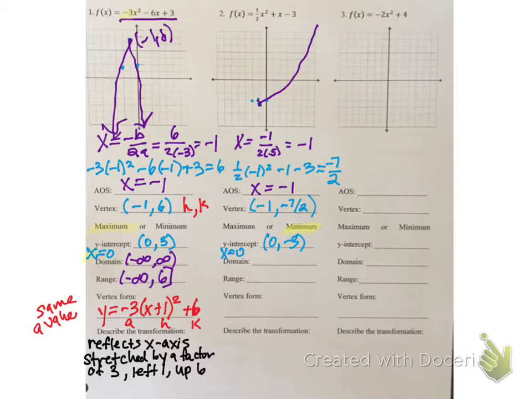This is harder than it looks, guys. It's a beautiful graph. Okay, so the domain is always all real, so negative infinity to positive infinity. This one, the range is different because now I have a minimum value. So my minimum value is at (-1, -7/2). So I would start at -7/2 and go out to positive infinity.